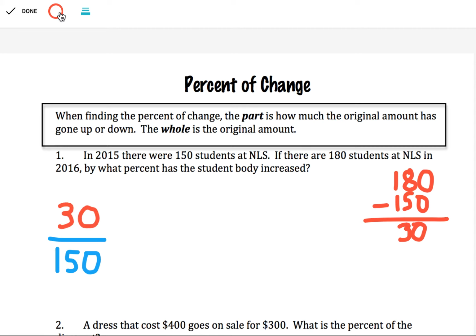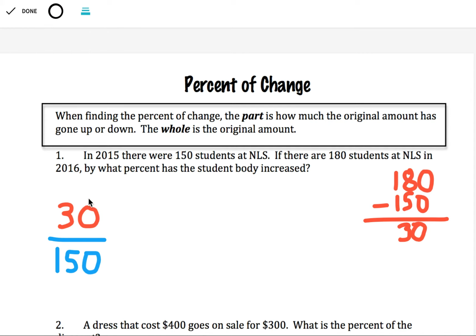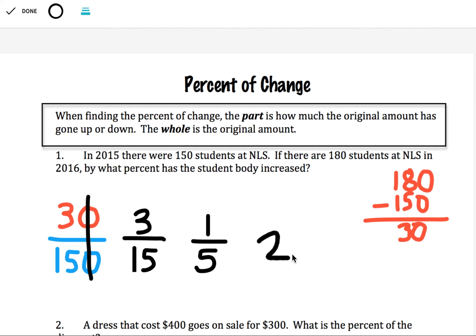Once we have a fraction, we can find the percent by either doing long division or simplifying the fraction and getting it to have 100 in the denominator. So I'm going to divide these by 10 and get 3/15. And then I'm going to divide those both by 3 and get 1/5. I know 1/5 is 20 out of 100. That's 20%. There's been a 20% increase in the student body.